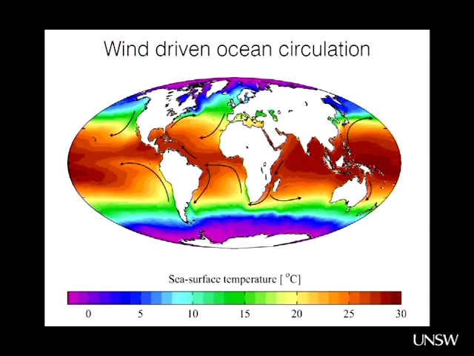Because, as you will have heard in your atmosphere lectures, which I think were earlier in the week, we have winds, and they push the water around, and then you combine the effect of the winds with the rotation of the Earth, you get the Coriolis effect on the moving water, and you get ocean currents.